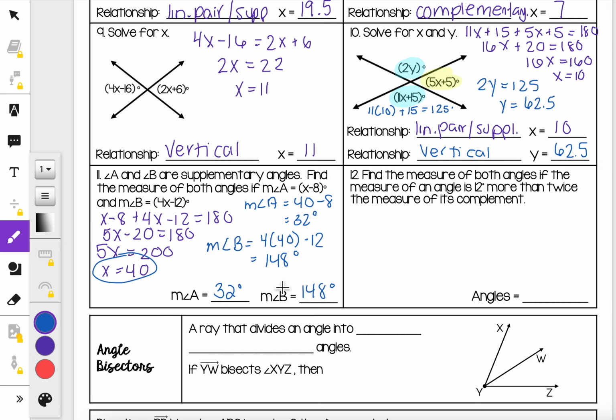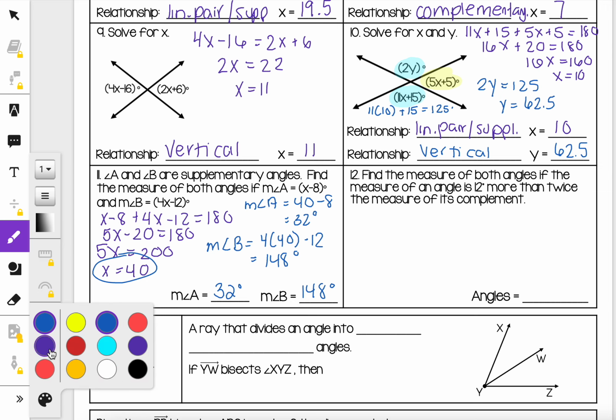Okay, and these 2 angles are going to be supplementary. You can always double check by adding them to make sure that you get 180, which we would in this case.